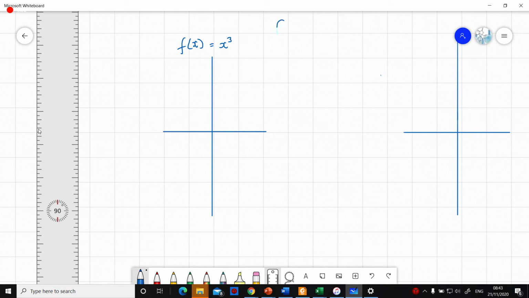Okay, so the original equation in the question is f of x equals x cubed. So x cubed will always start from this side because it's positive, therefore it will look like something like that, where this point is 0, 0.